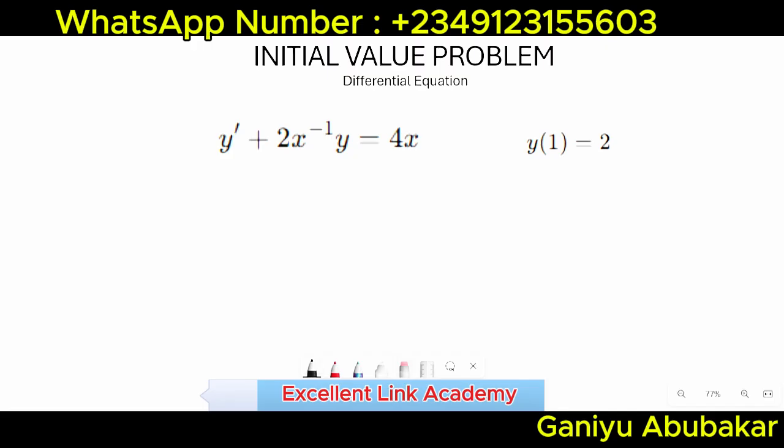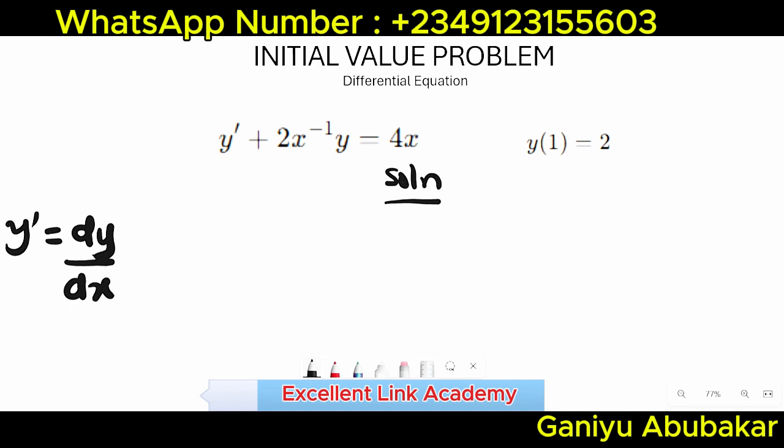Solution. We said y prime usually means dy/dx. So if y prime is dy/dx, let's retransform this problem. The y prime you're seeing here is dy/dx. Are we good? So let's work on this problem, please.